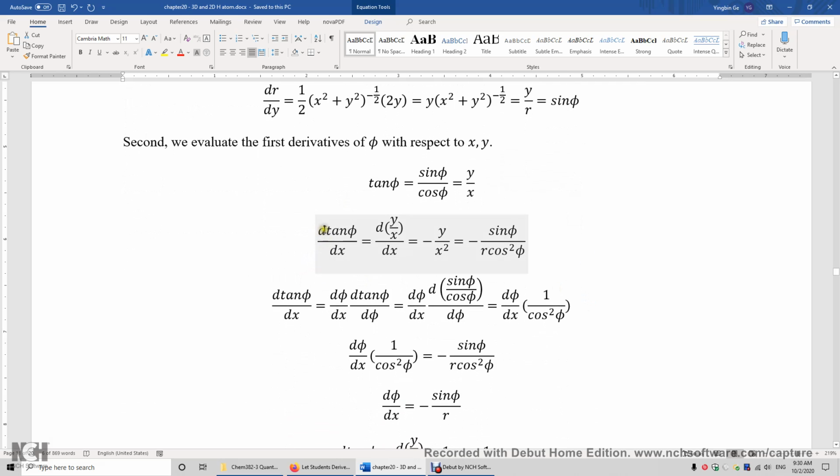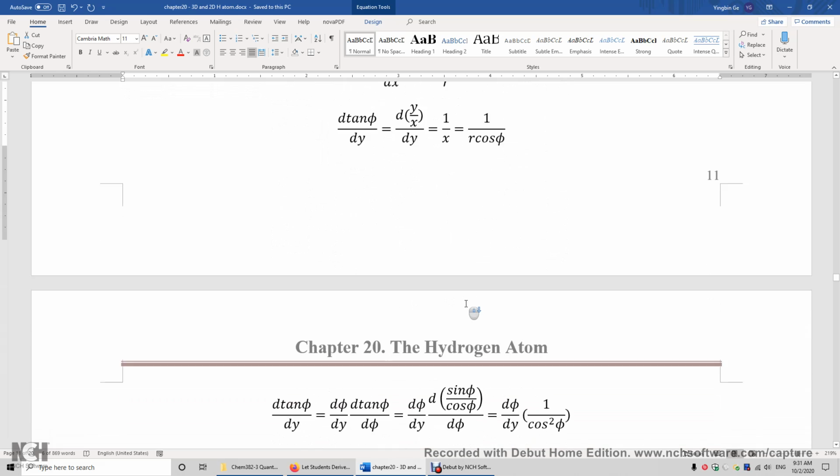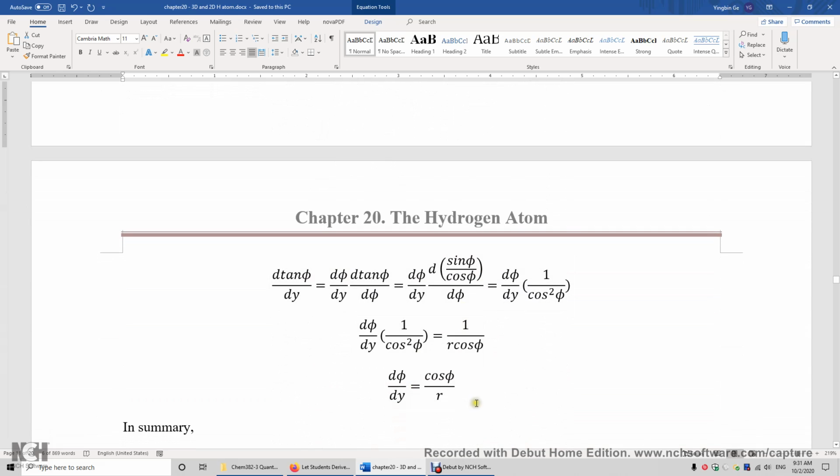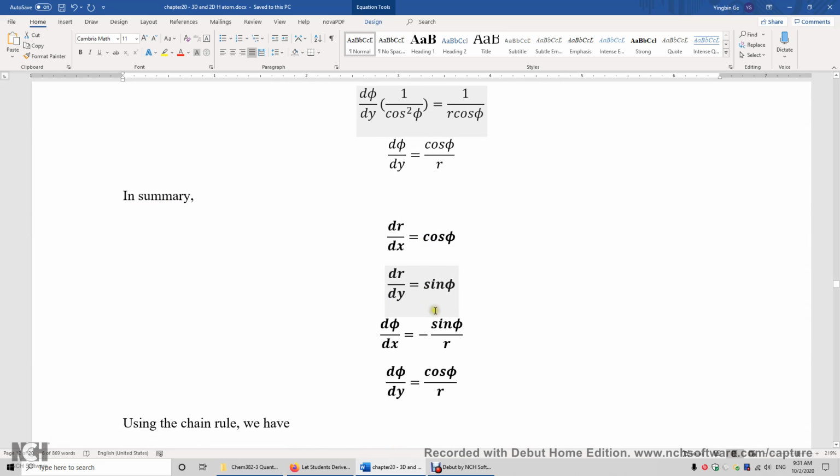So we can do d tangent phi over dx first, and then evaluate d tangent phi over d phi. And put these two equations together, we get d phi over dx. Similarly, we'll get d phi over dy. So this is d phi over dy. So in summary, we have these four first derivatives: how r depends on x and y, how phi depends on x and y.